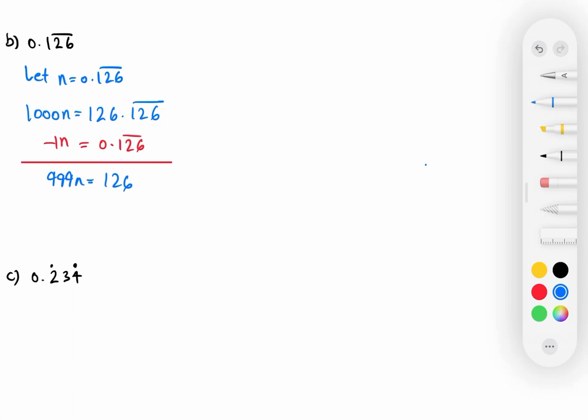Now, in order to find the value of n, just divide both sides by 999. They cancel out. And so n is equal to 126 over 999, which can be further simplified, and it can be written as 14 over 111.